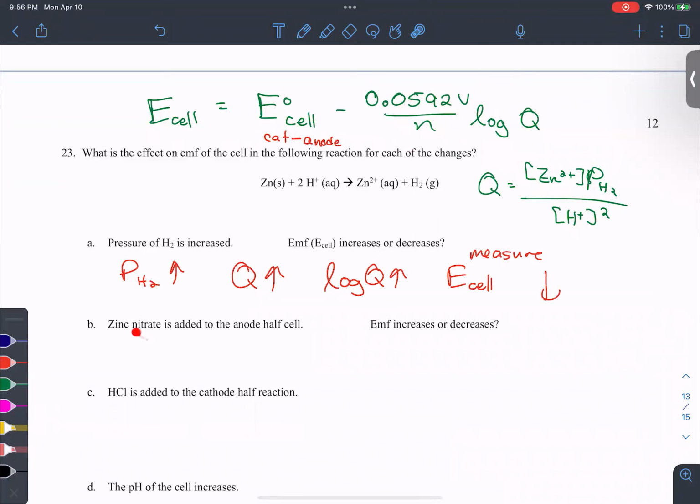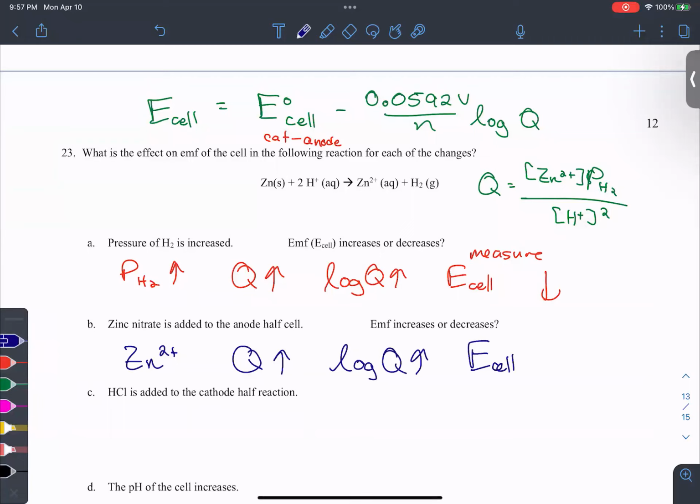Okay. What if zinc nitrate is added to the anode half cell? What are we adding? We're adding zinc 2+. So what's changing? How does Q change? Goes up. Log Q also goes up. So how does the measured cell potential change? Goes down, yes, because log Q again is a big number.